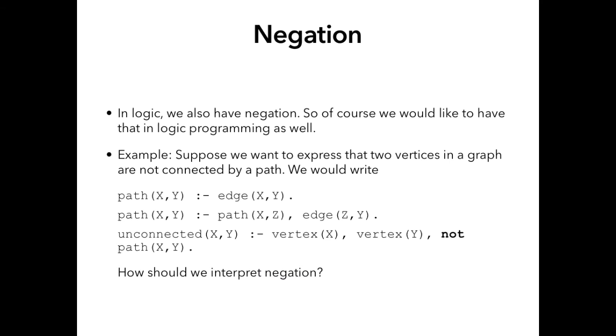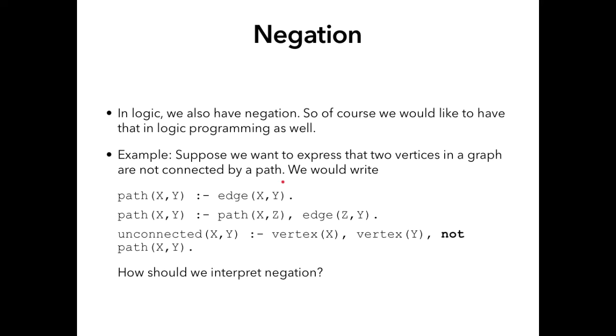Now in logic, we have negation. It would be nice to have negation in logic programming as well. Let's see how one can do that. Here's an example. It's the graph example yet again. Suppose we want to express that two vertices in a graph are not connected by a path.